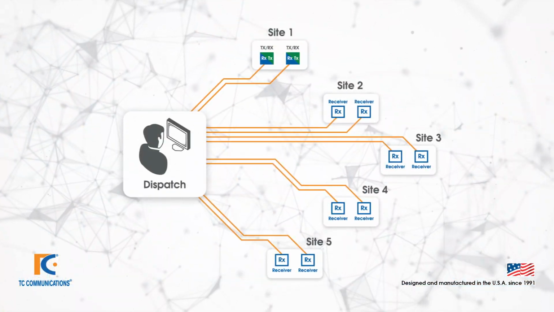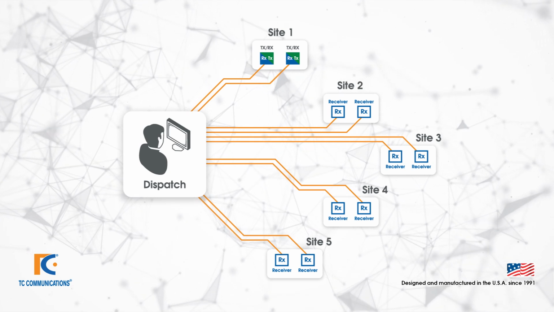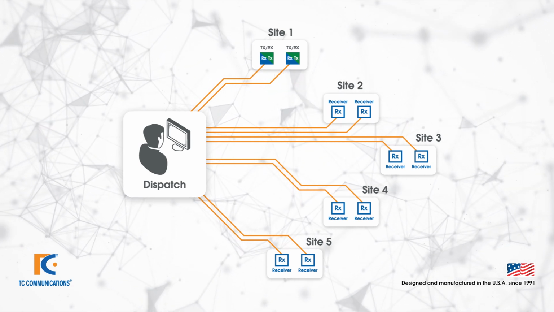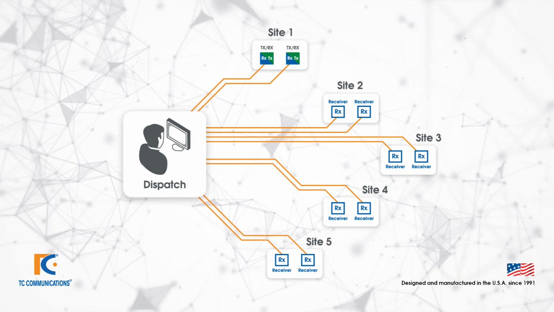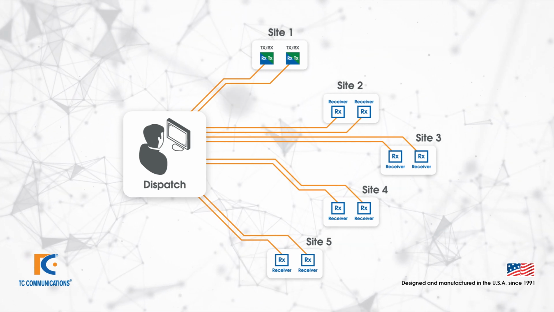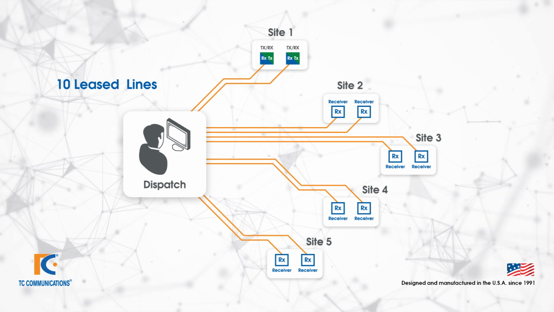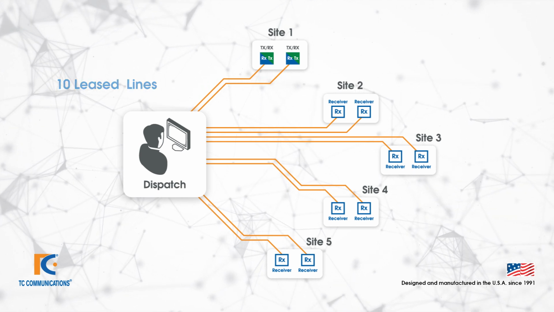Let's start by looking at a typical radio system. We've looked through the FCC database of public safety agencies and have determined that on average, a public safety network uses 10 leased lines, although this number can be larger or smaller.